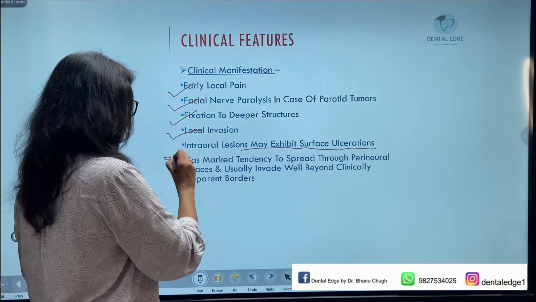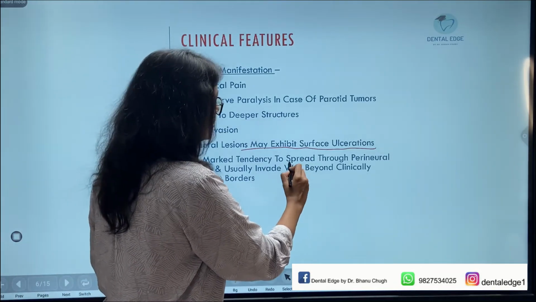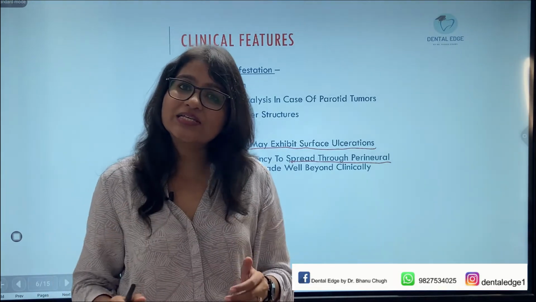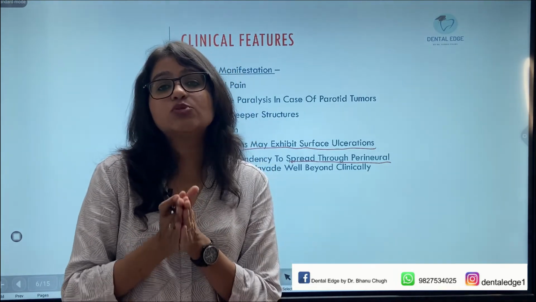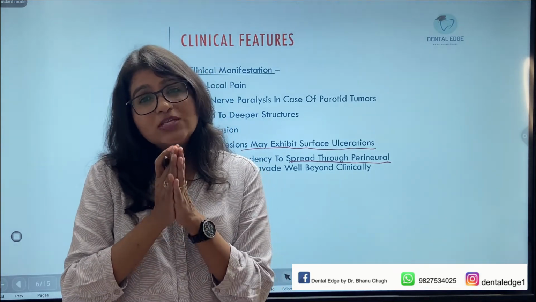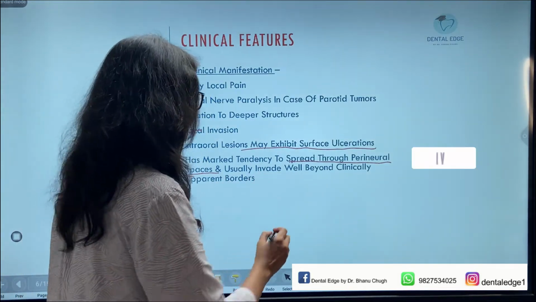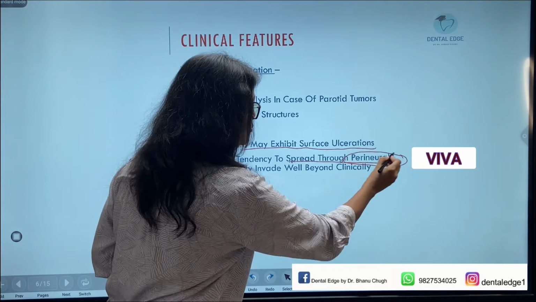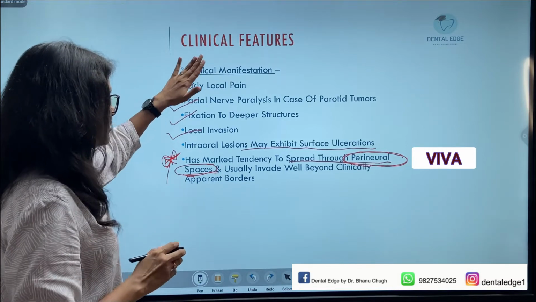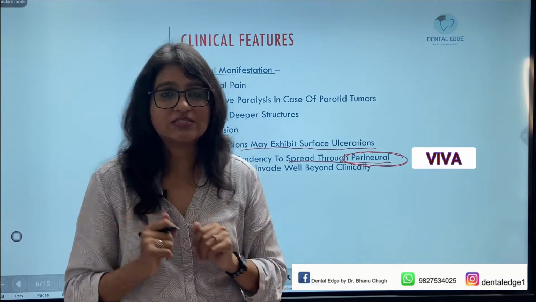And one of the most important points, and it can also be asked in viva, is it has a marked tendency to spread through perineural spaces. So adenoid cystic carcinoma has a tendency to spread through perineural spaces, and therefore it can spread to the surrounding structures easily, and it usually invades well beyond clinically apparent borders. Remember this thing, that where do you see perineural invasion? Adenoid cystic carcinoma.